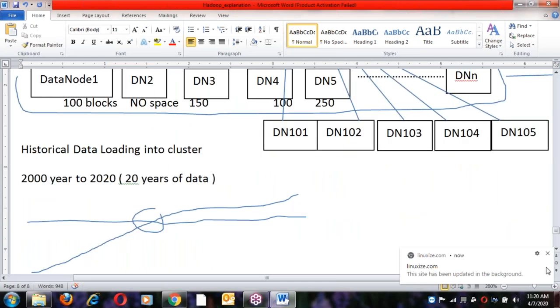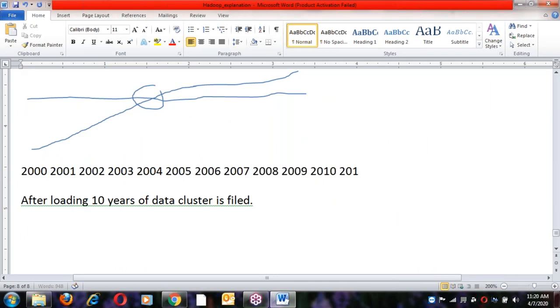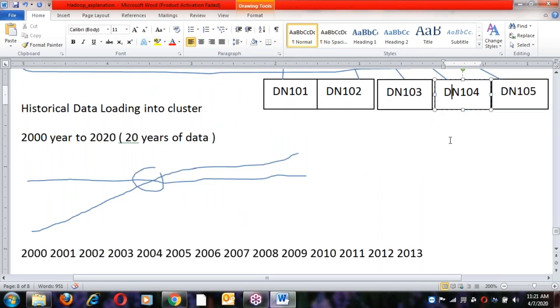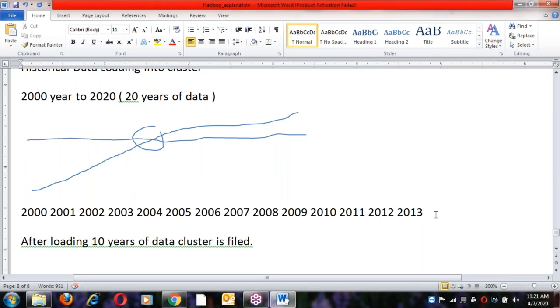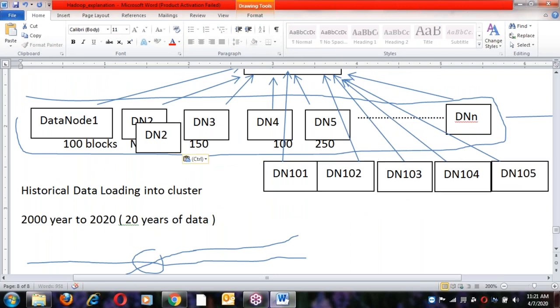After adding nodes, we load data again. Suppose 2011 data, 2012 data, 2013 data are loaded. After loading 2013, the cluster is filled again. Now it's 105 nodes, and the cluster is filled, but still there is data. Now the admin can add some more nodes to the cluster, again 5 nodes.